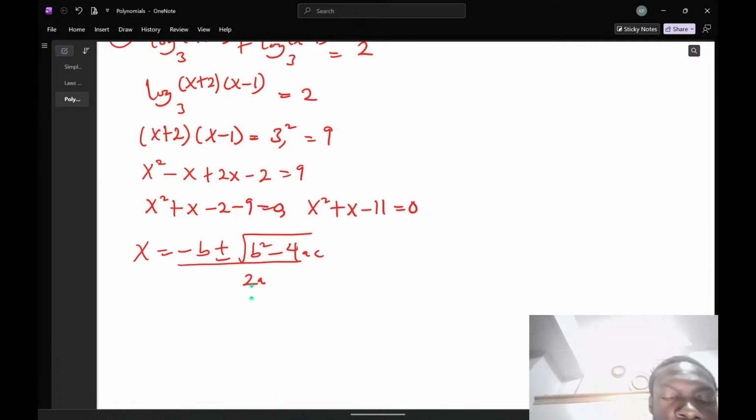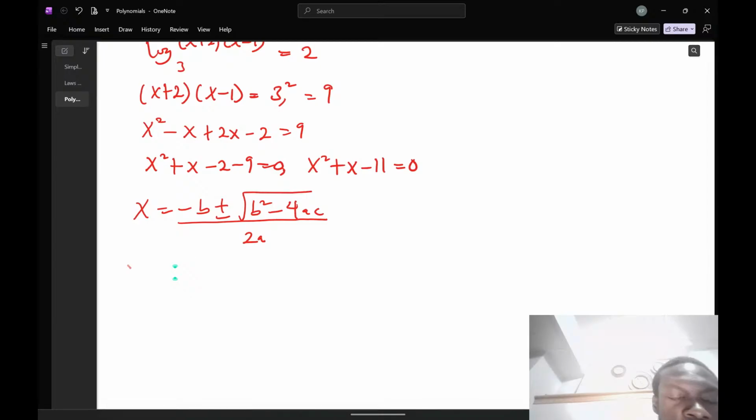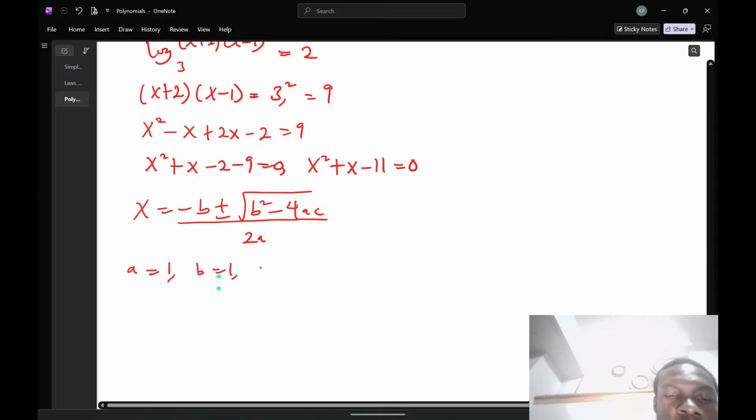Minus b plus or minus the square root of b squared minus 4ac. So in this case, a is equal to 1 because we are writing the coefficients of x squared, x, and minus 11. So a is equal to 1, b is equal to 1, and c is equal to minus 11.